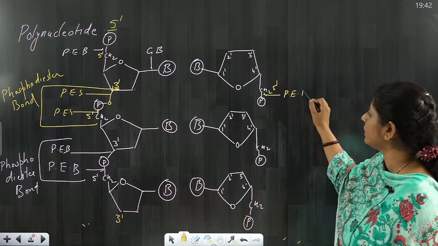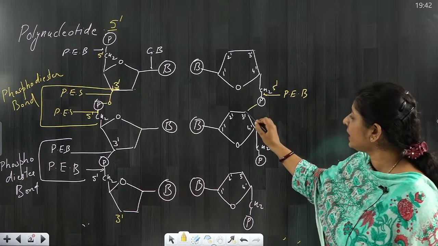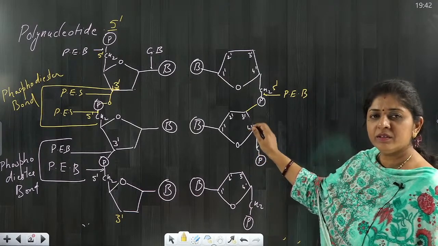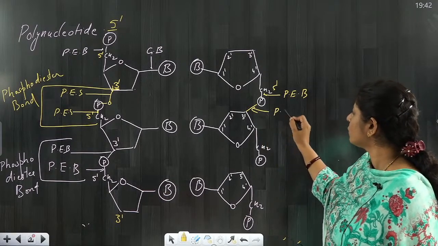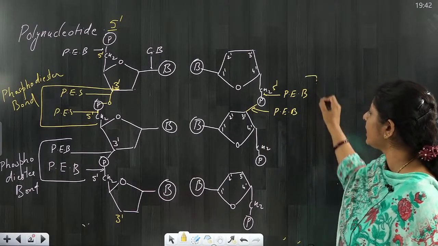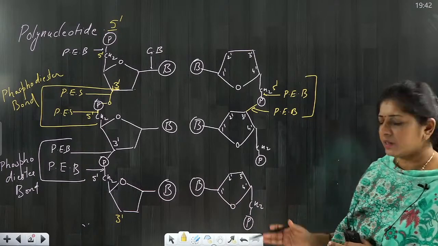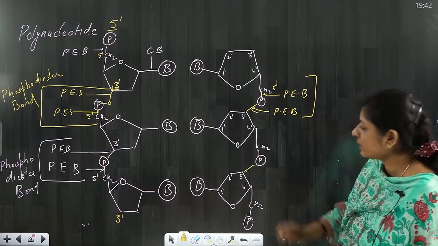What is this bond? Phosphoester bond. But it is making bond with the neighboring at which point? 3 prime position. And even this is what? Phosphoester bond. And together you call it phosphodiester. Likewise, it is making bond here as well.